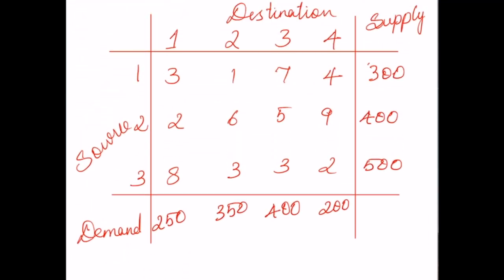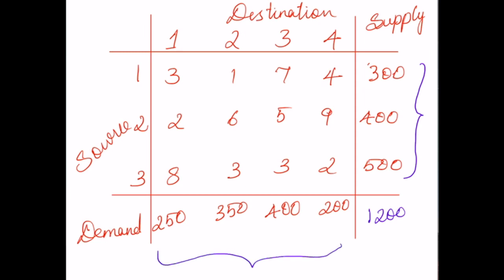Before finding any initial basic feasible solution or optimizing the solution in a transportation problem, we have to check whether the problem is balanced or unbalanced. Totaling the supply, that is 300, 400 and 500, you will get 1200. Similarly, totaling 250, 350, 400 and 200, you will get the same 1200. The total supply is equal to the total demand. Hence, the problem is balanced.